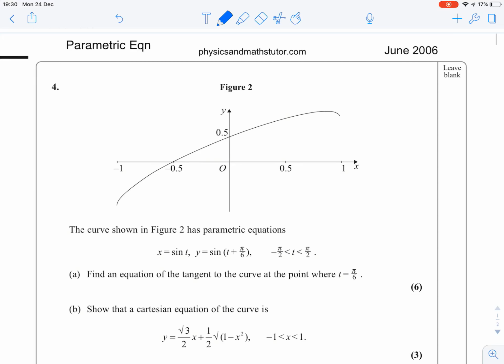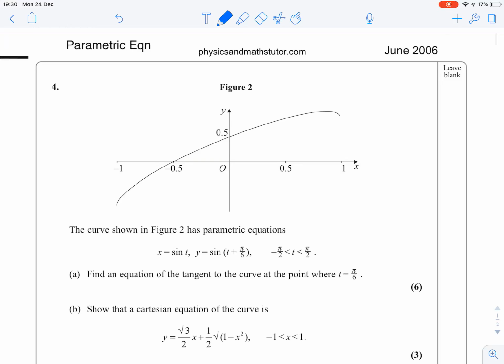This question is an example of parametric equations. The curve shown in figure 2 has parametric equations x equals sine t, y equals sine of (t plus pi over 6). Find an equation of the tangent to the curve at the point where t equals pi over 6.